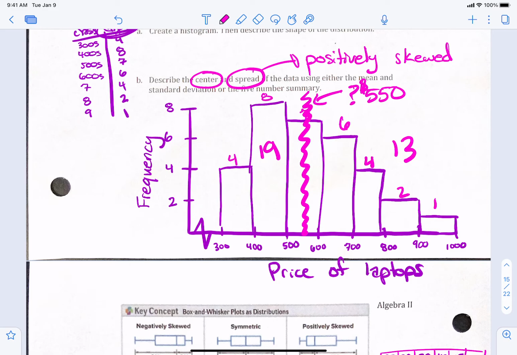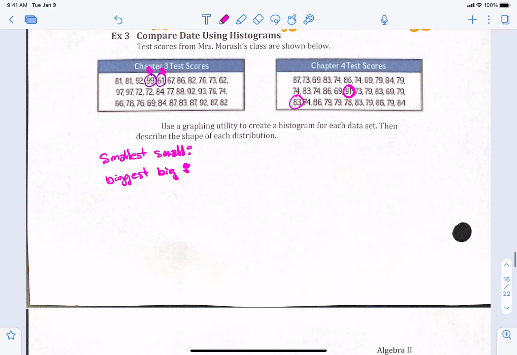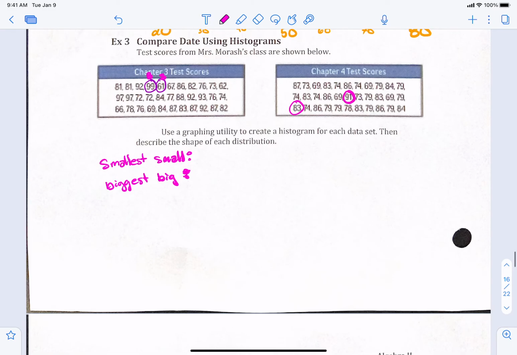All right, this next one, we're going to be comparing 2 at the same time. We have to use the same units, same classes, but we're not going to put them in order. We're gonna be lazy and not put them in order. These are histograms also. We are doing example 3, and this is compare the histograms.